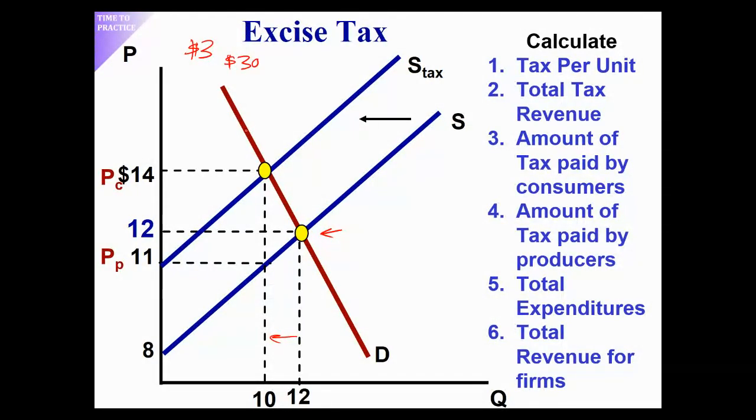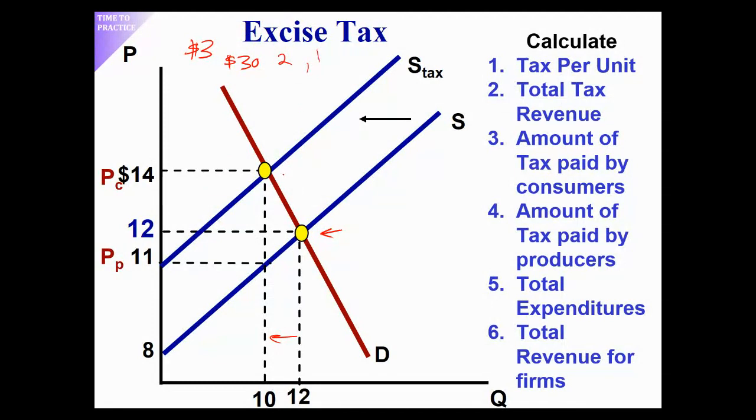The amount of tax paid by the consumer. Well, the amount that the consumer pays is $2. Excuse me, 14 minus 12 is $2. What is the amount of taxes that is paid by the producer? $12 minus 11 is $1.